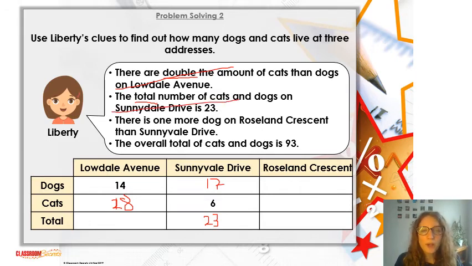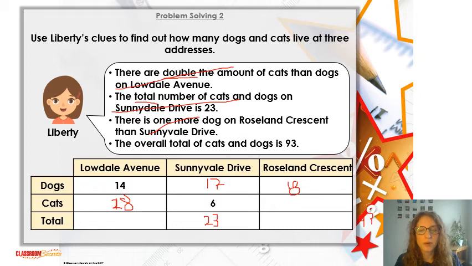There is one more dog on Roseland Crescent than Sunnyvale Drive. Okay, so have a look at Rosedale Line. So at the moment that's empty. So let's go back to Sunnyvale Drive and it says one more dog. So if there is 17 dogs, what is one more? Well done if you said 18. And my very wobbly 8. Okay, and overall the total of cats and dogs is 93. So adding up all 3 columns equals 93.